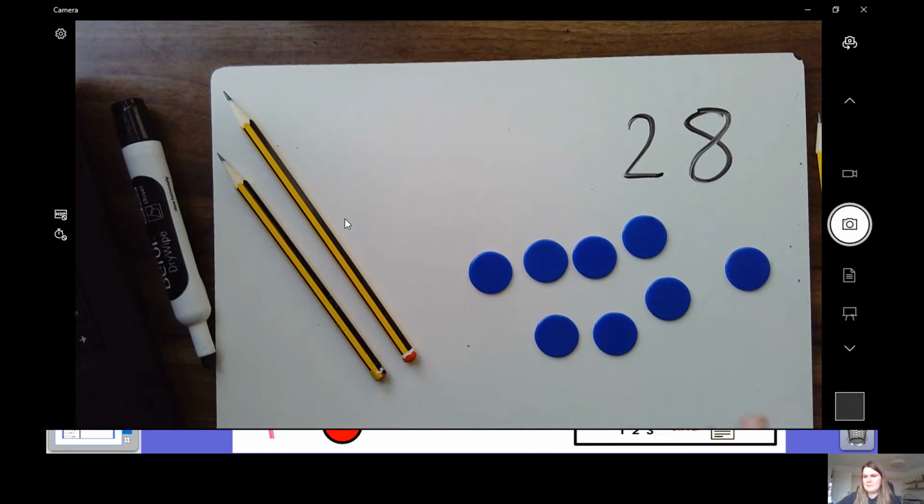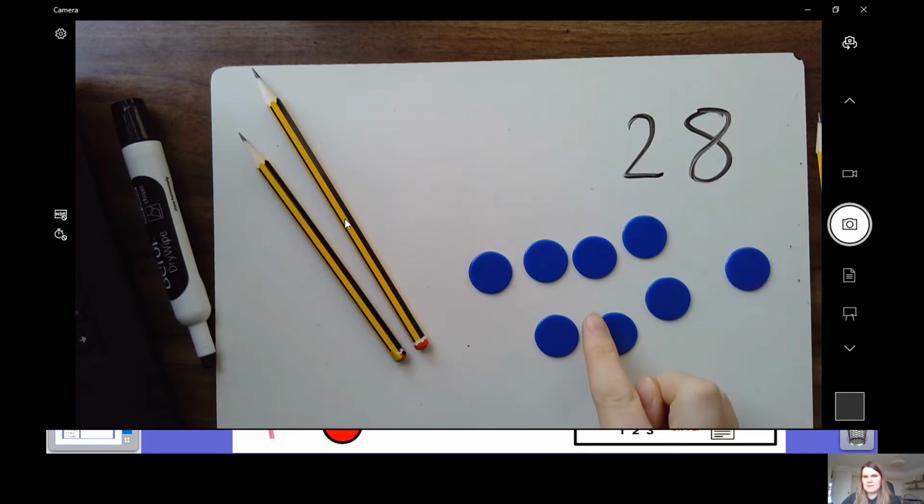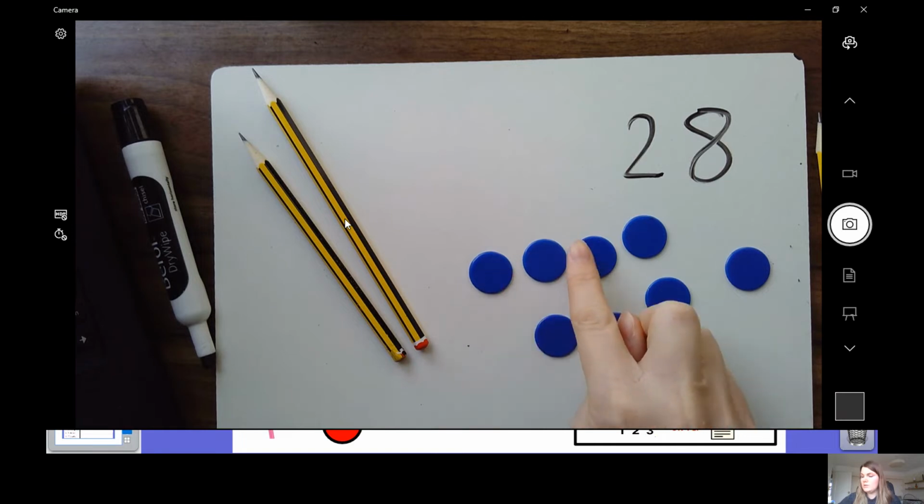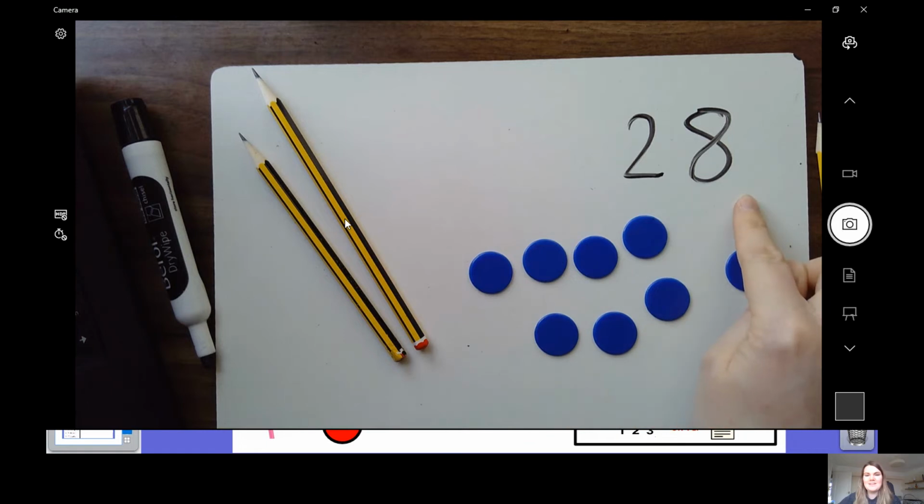What about my ones? So we've checked this one. What about my ones? Should we count to make sure? 1, 2, 3, 4, 5, 6, 7, 8. Have I got my ones right? Have I made 28? Fantastic. Did you make 28 too?